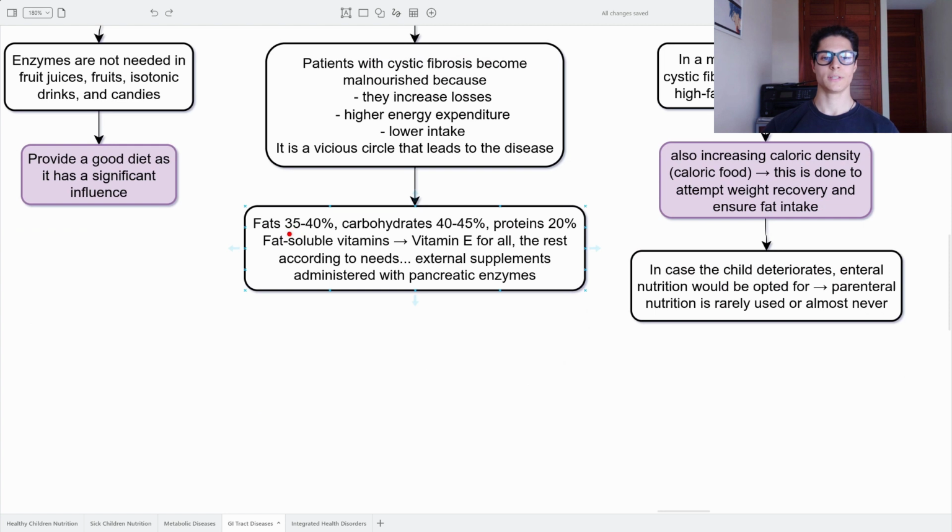Fats must be 35 to 40%, carbohydrates 40 to 45%, and proteins at 20%. Fat-soluble vitamins, such as vitamin E for everyone, and all the rest according to the needs. These are the supplements, and these external supplements must be administered with pancreatic enzymes to be able to digest the other food.